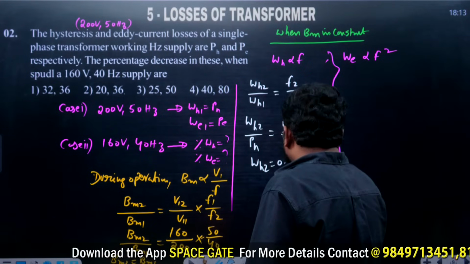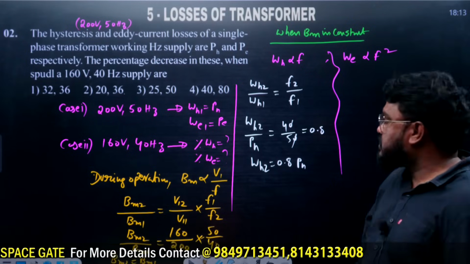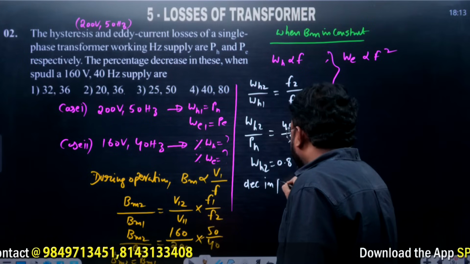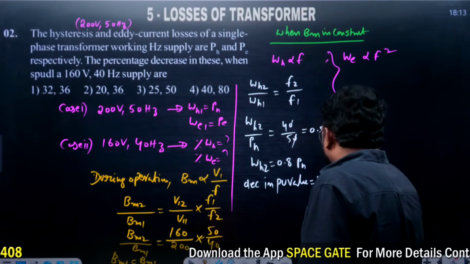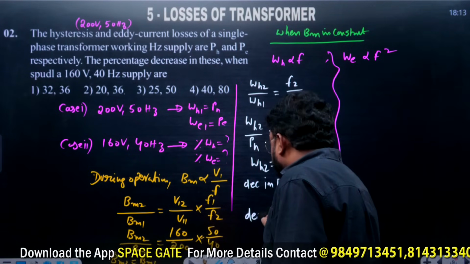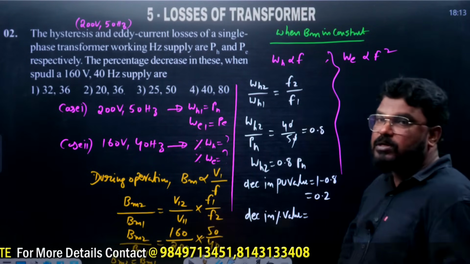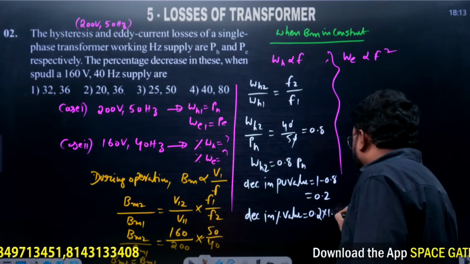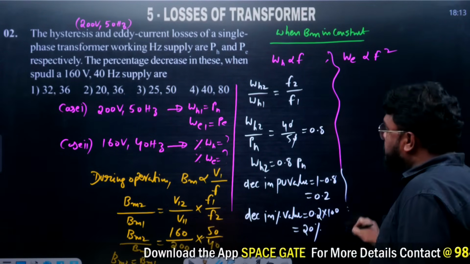Now the initial per unit value is 1, the final value is 0.8, and the decrement in the per unit value is 1 minus 0.8, that is 0.2. The percentage value is always the per unit value multiplied by 100. So 0.2 into 100, we will get 20%. So this is the answer for this question.